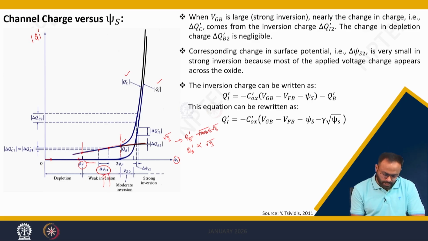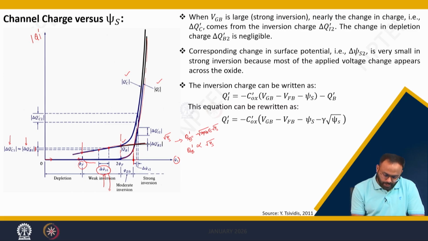We termed it as psi s1. So corresponding to delta psi s1, the change in the charge is only delta QB dash, which is nothing but the total channel charge. However, after 2φF, due to the exponential dependency, this inversion charge is taking off and it is exponentially rising, but this exponential rise will not happen exactly at 2φF. It occurs after 2φF, and hence we cannot say what is the exact onset point of strong inversion.